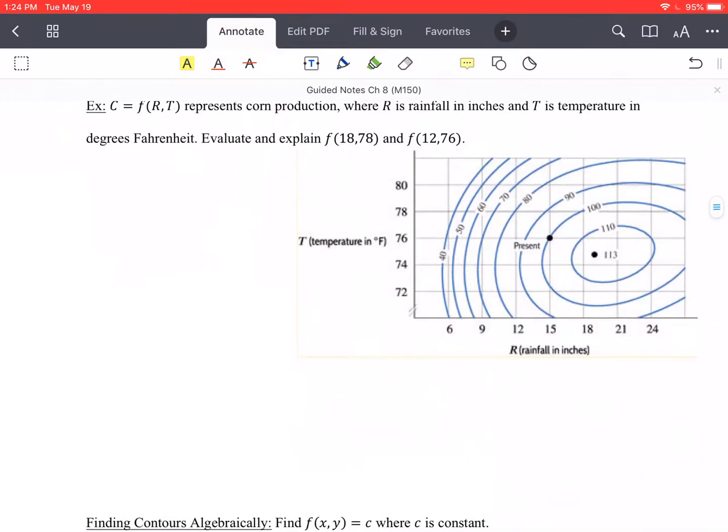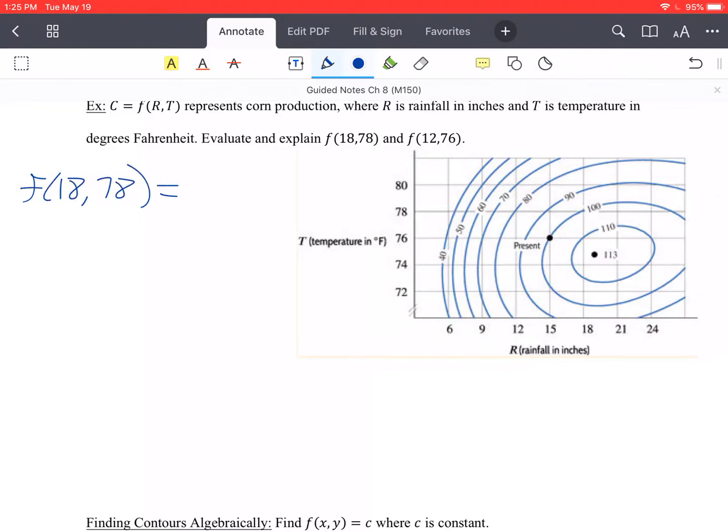Okay, so for f of 18,78, we have two inputs and we're getting an output. One input is given along the x-axis, one is given along the y-axis. The contour values in here represent the heights, the output values. So again, the contours are giving me the outputs.